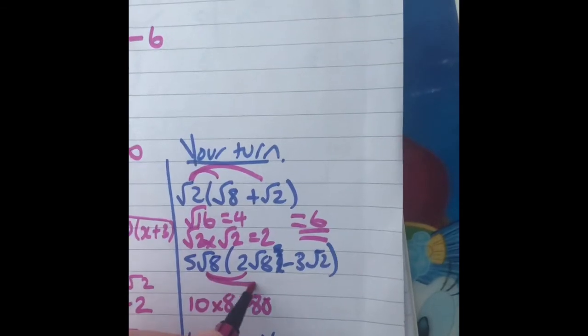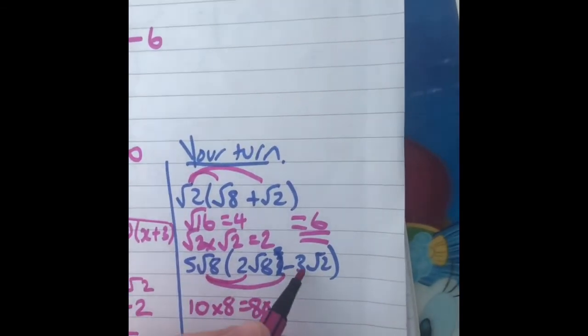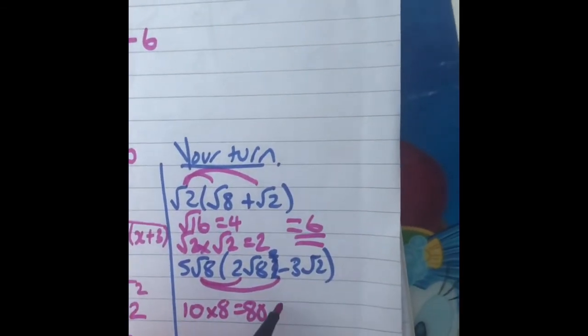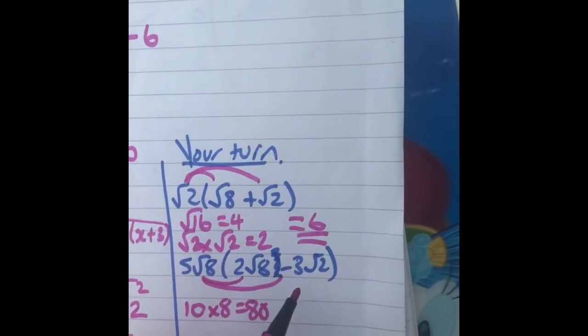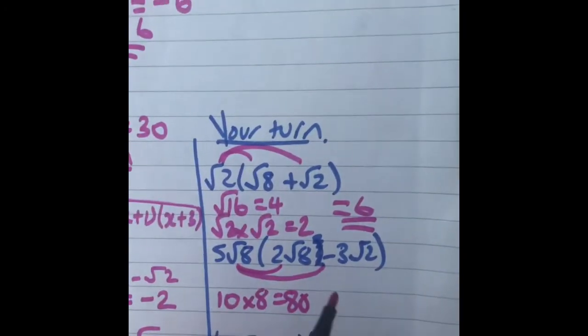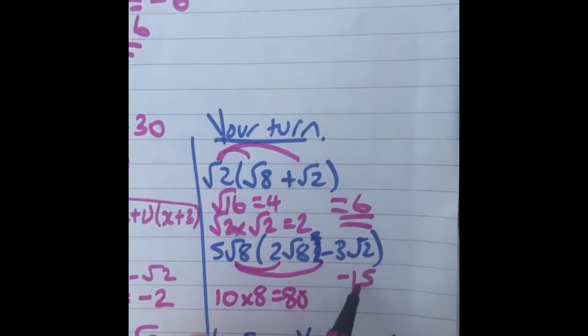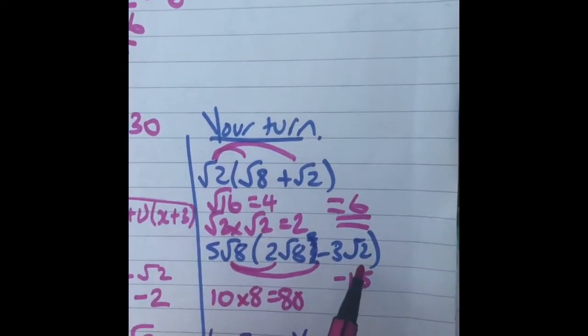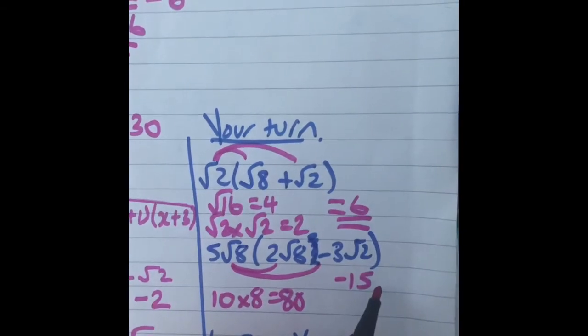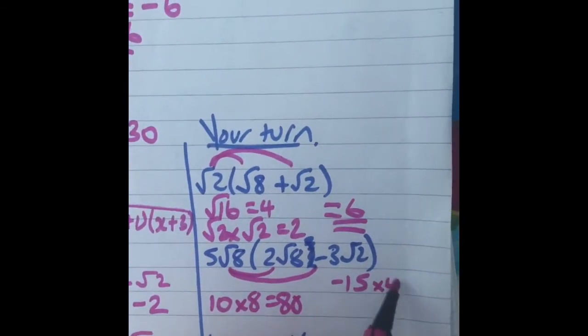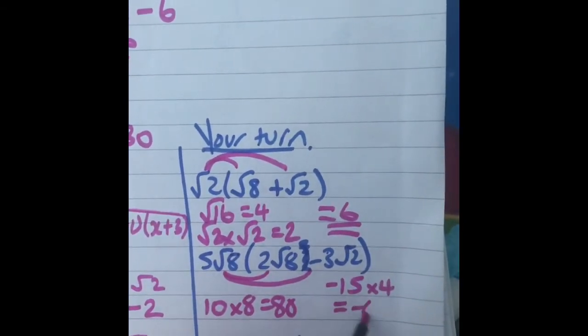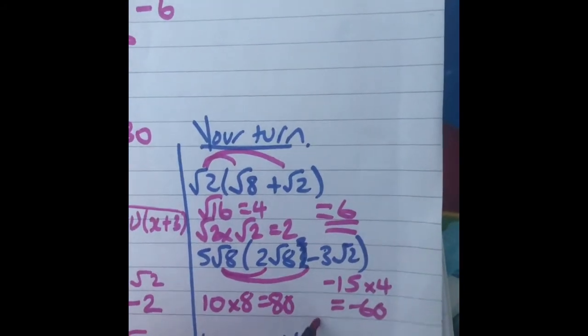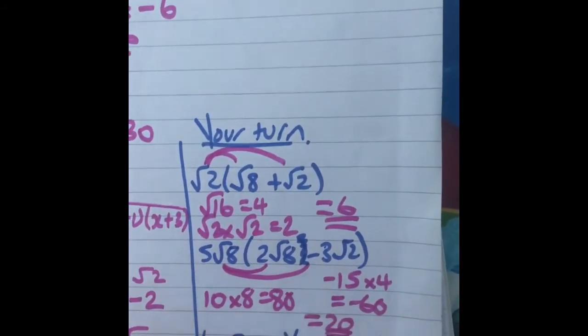And then 5 root 8 times minus 3 root 2. So the first part will be 5 times minus 3, which is minus 15, and then root 8 times root 2, which is root 16. Root 16 is 4, so that becomes minus 60. So you get 80 minus 60, which is 20.